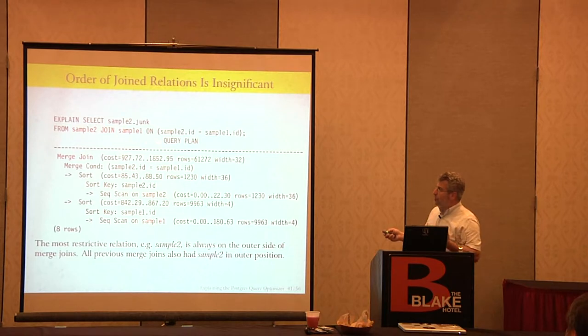If you do the join in different order, so you put sample one second and sample two first, it has no effect on how the system works. So it isn't what we call a rules-based optimizer, which I believe the original Oracle optimizer was. It's a cost-based optimizer. So again, it doesn't really care how you express it.